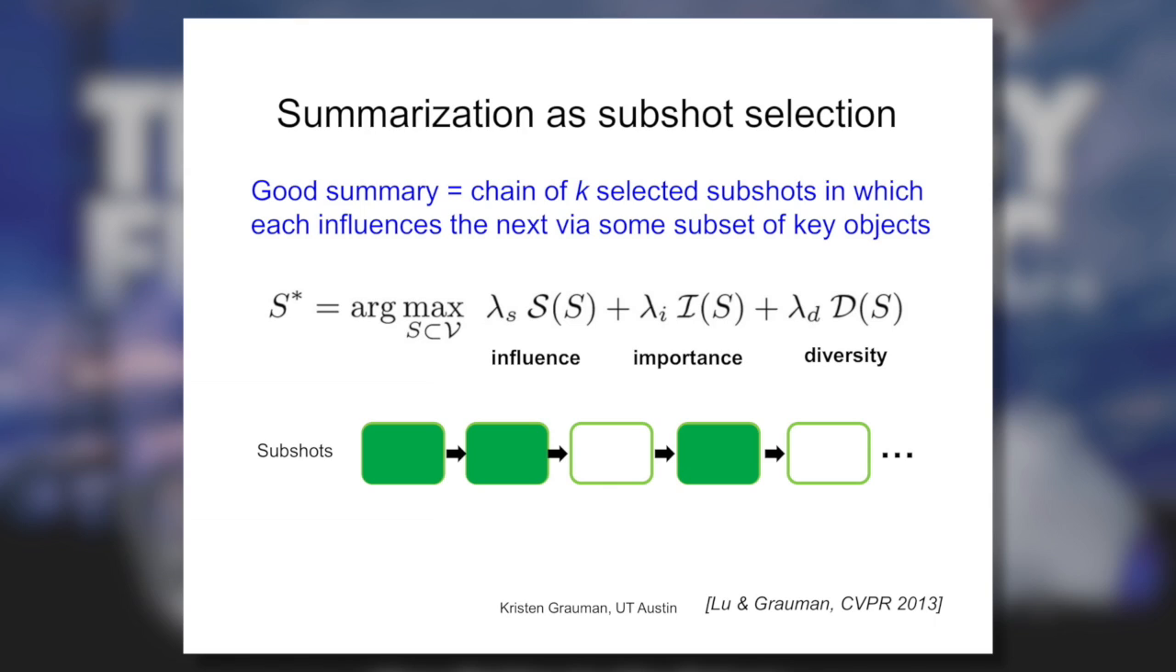So what this is saying is find the best subset of these shots that will have a lot of influence maintained, a lot of importance maintained, and a lot of diversity so that there's no redundancy in the summary. And our job then is to develop ways you can actually compute these things so that the system knows how to optimize all of these criteria.